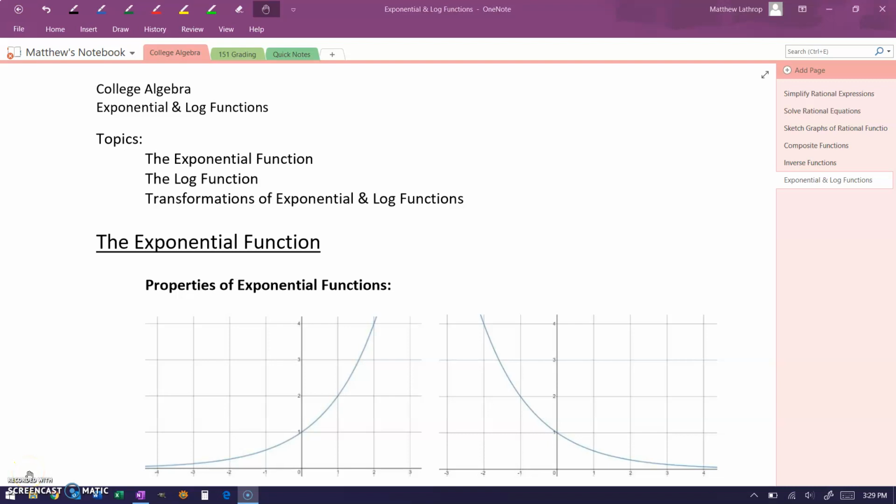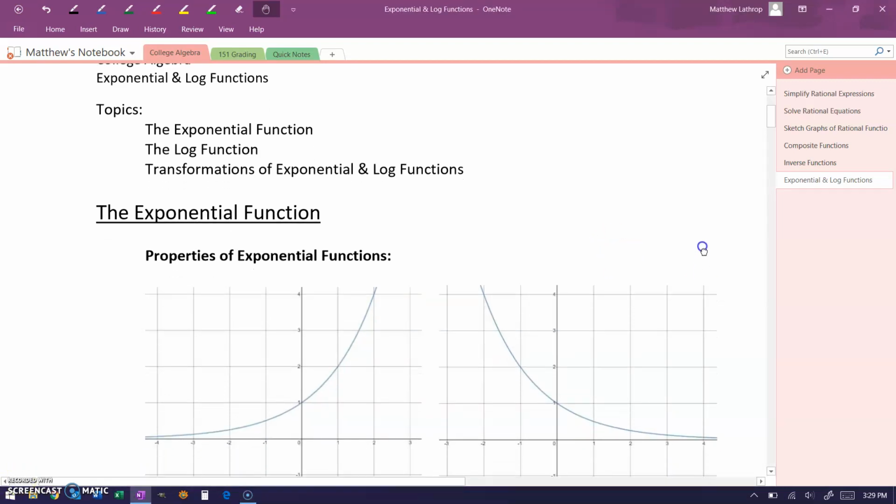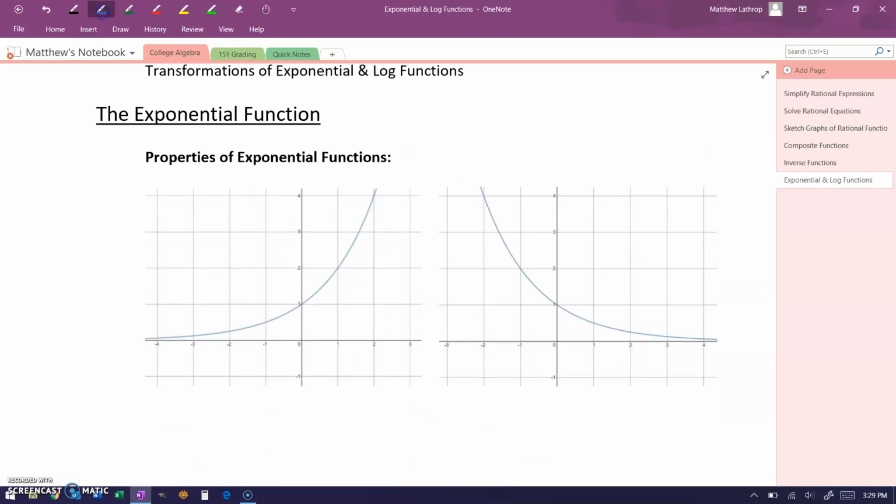In this section, we want to introduce two new functions, exponential and logarithmic functions. We'll start off with the exponential function, which are functions of the form y equals a to the x, where a is some constant greater than 0 and not equal to 1.